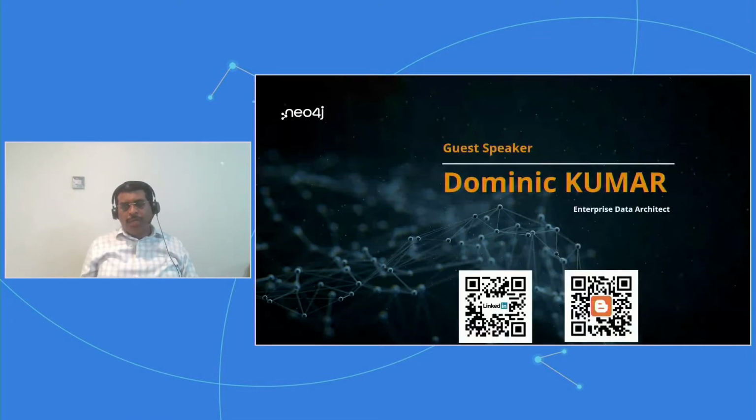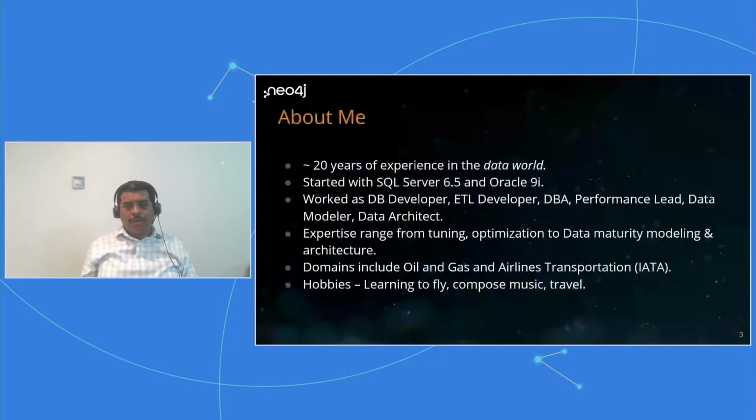My name is Dominic Kumar. I'm an enterprise data architect currently residing in London. A quick intro about me. I have around 20 years of experience in the data world. SQL Server 6.5 and Oracle 9i were my first databases that I started to work with. Along my career, I worked in all data-related roles from database developer to data architect, and in places from Ohio to Texas before settling down in London. I have domain knowledge of oil and gas and airlines transportation. Outside my work, my hobbies are learning to fly, music composition, and traveling.